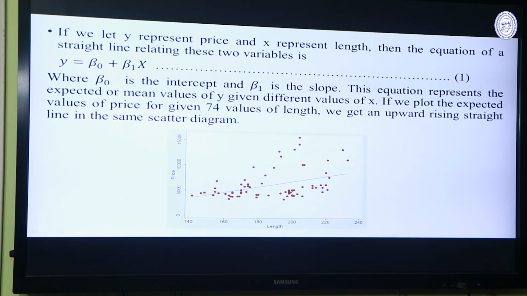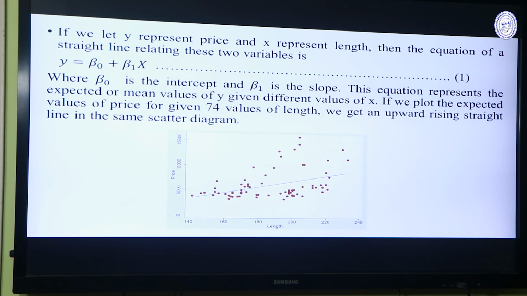if we construct a regression equation like this, y equal to beta 0 plus beta 1 x. Now, in this relationship, y represents price and x represents length. Then the equation will be y equal to beta 0 plus beta 1 into x. Here beta 0 is the intercept of the line and beta 1 is the slope of the line.